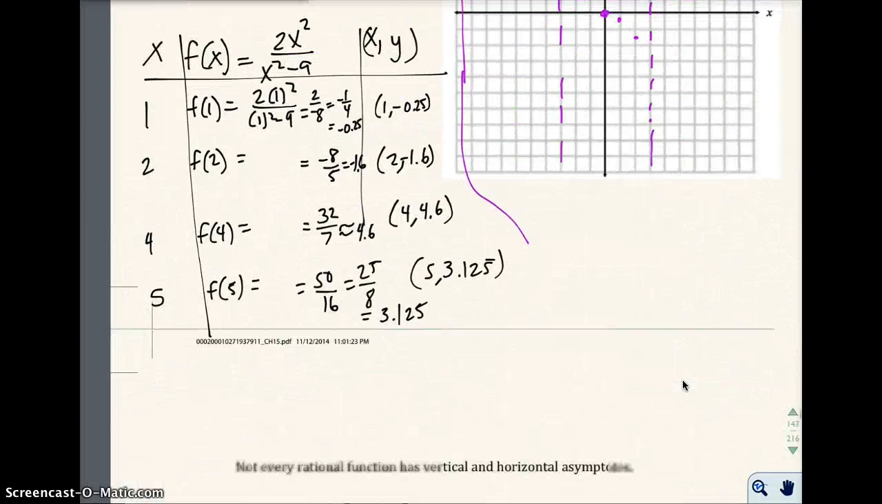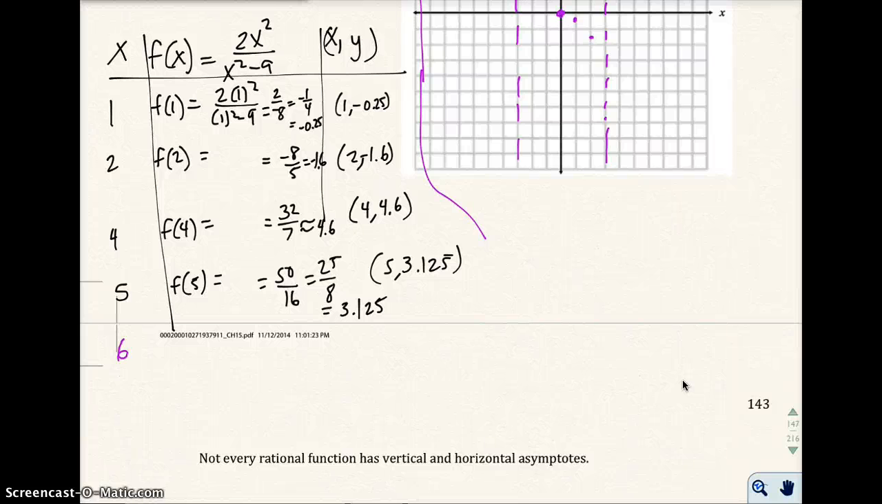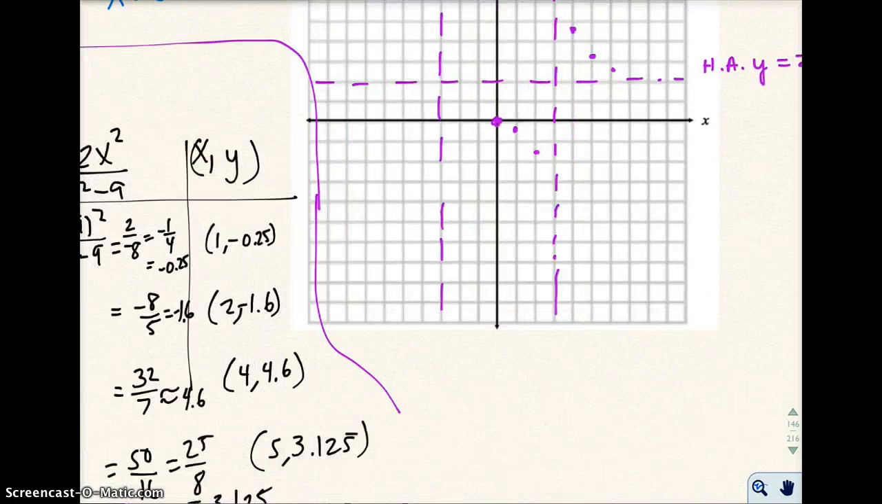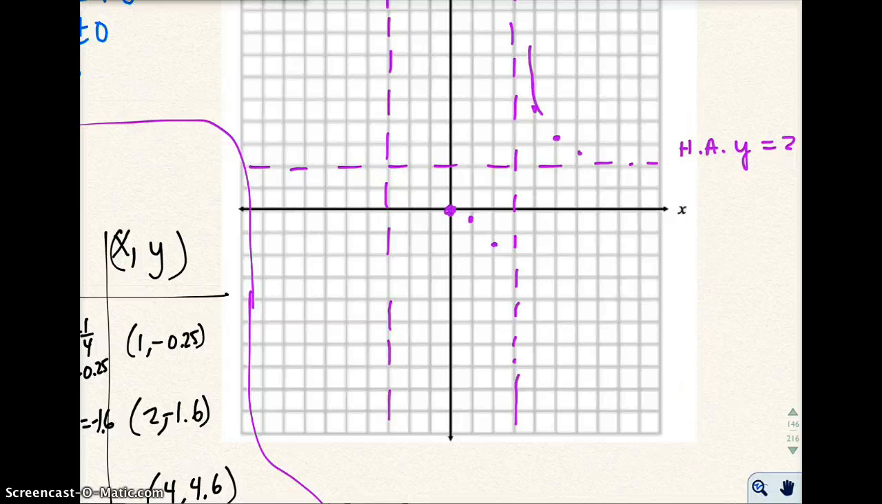And let's do one more, let's do 6. And so I do 6, I get 72 over 27, which is about 2.7. So I get 6 and 2.7. So 1, 2, 3, 4, 5, 6, and 2.7. So I kind of get this graph right here.